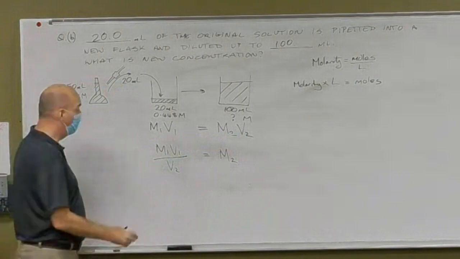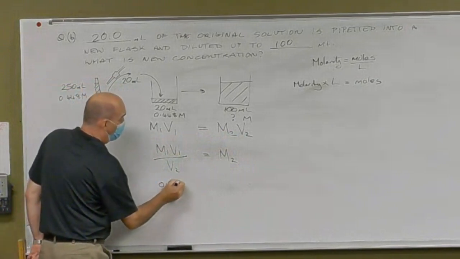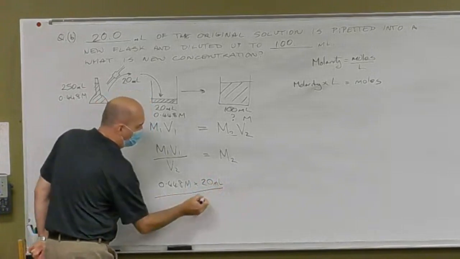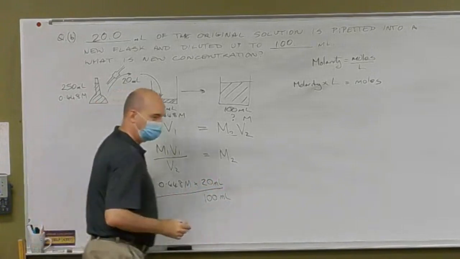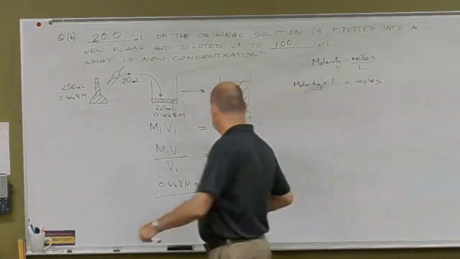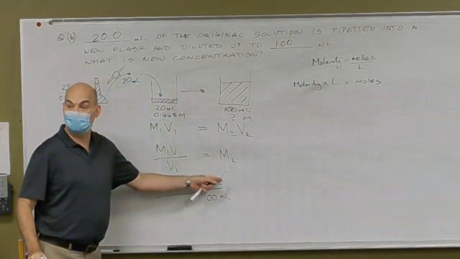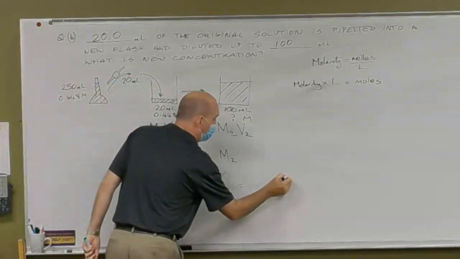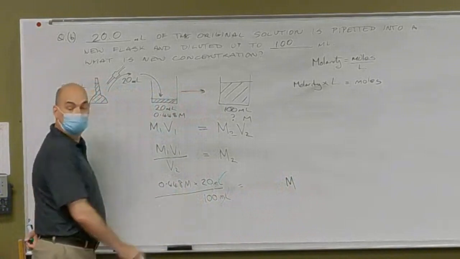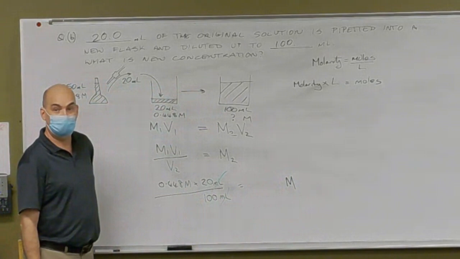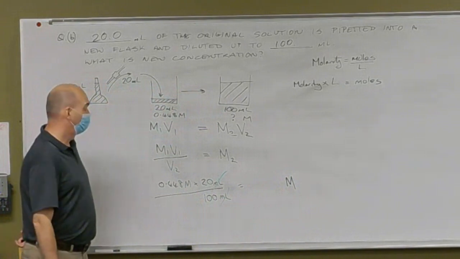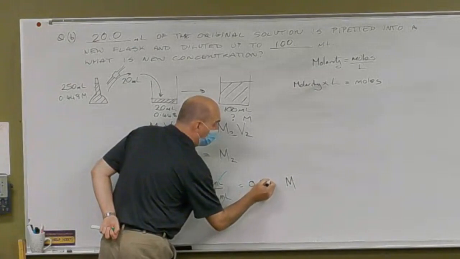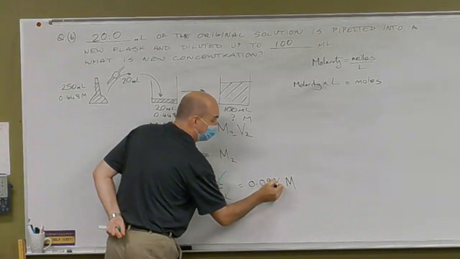Okay, put the numbers in. If we put the numbers in, that is 0.448 moles per liter times 20 milliliters divided by 100 milliliters. See this? This didn't need to be in liters. As long as the units are the same, they will cancel. That gives me an answer in M, molarity. What's the answer? 0.0896.